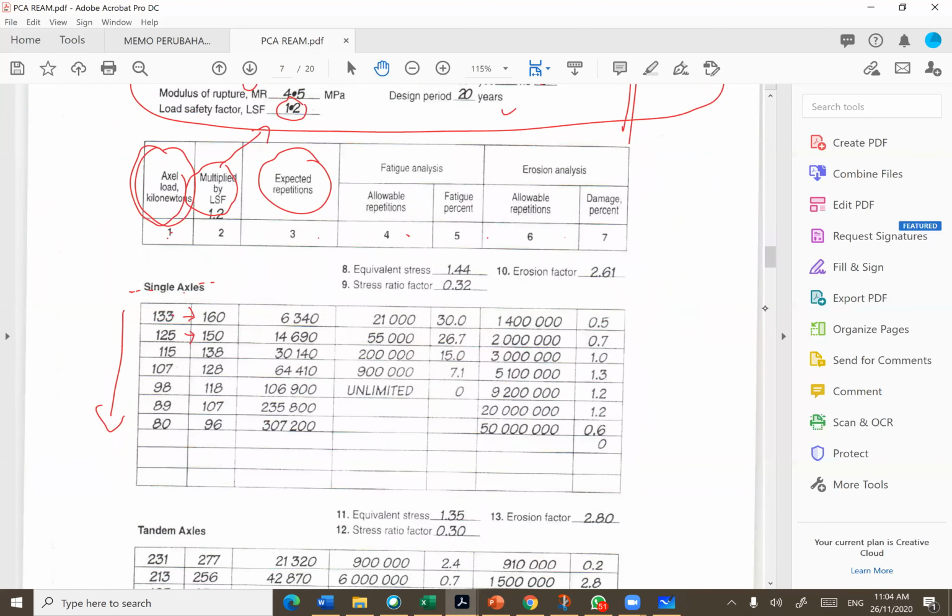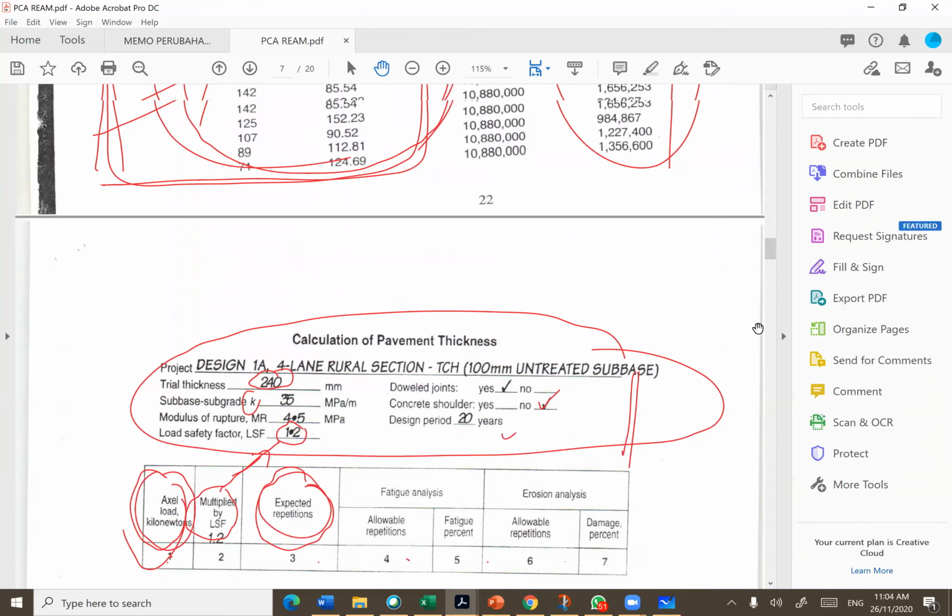So we are expecting that the load that will be traveling is slightly higher compared to the standard one. That's why we take it into consideration as the load safety factor. We slightly increase the loading by multiplying with the load safety factor as we decided earlier, which is 1.2.